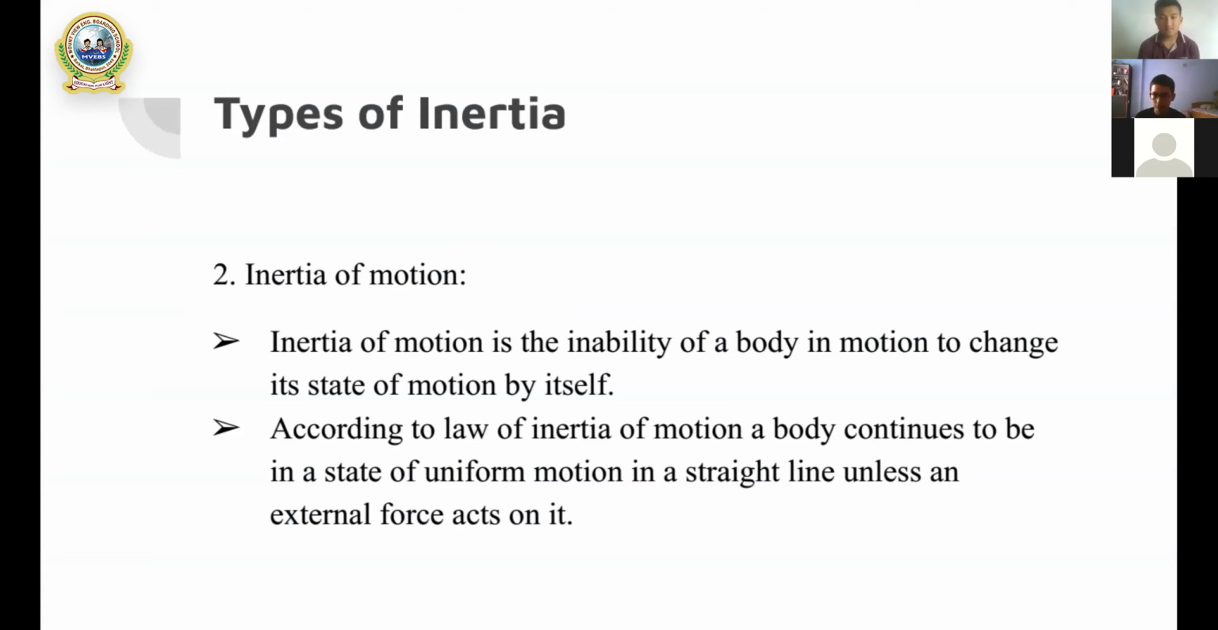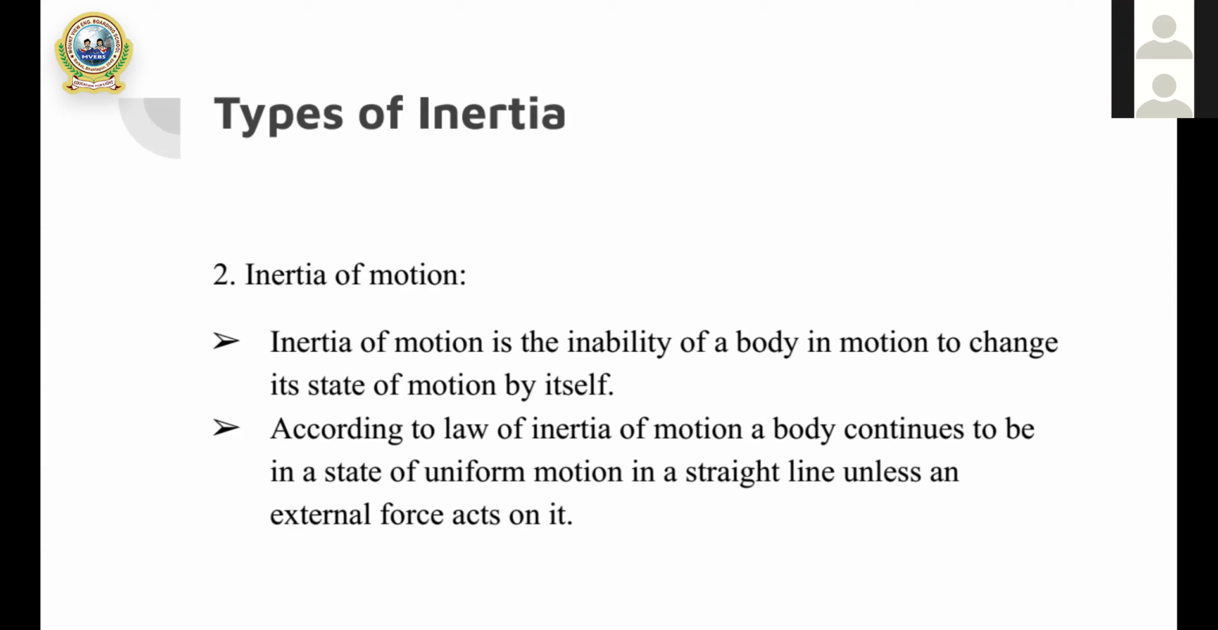Now let's suppose the body is in motion, that means the body is continuously moving. If you do not apply any force to stop that body, it continuously moves, and that property is called inertia of motion. Simply, we can define inertia of motion as the inability of a body in motion to change its state of motion by itself. No object is able to change its position on its own.